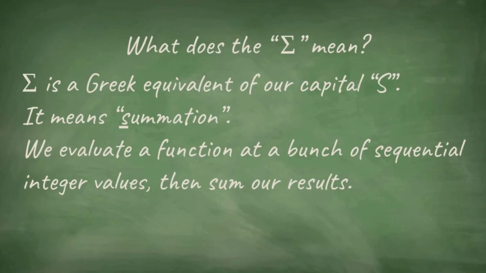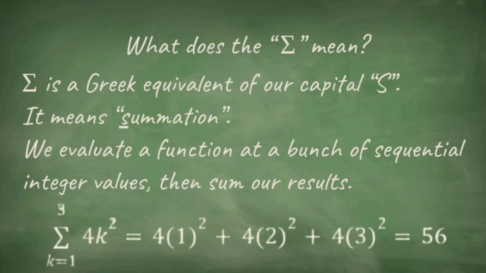It means that we evaluate a function at a bunch of sequential integer values, then sum our results. For example, if I were to use the sigma sum notation for the function 4k squared, where k equals 1 is my lower limit and 3 is my upper limit, that would mean I substitute the integers from 1 to 3 into the function and sum my results.